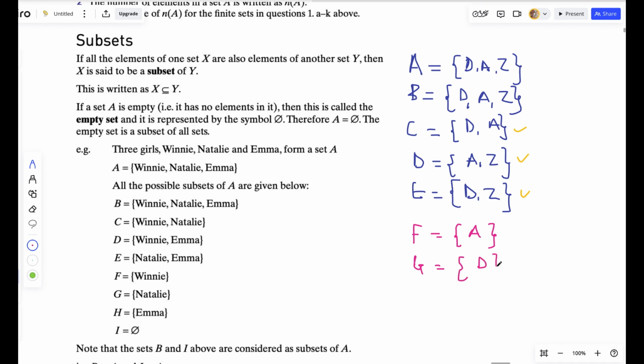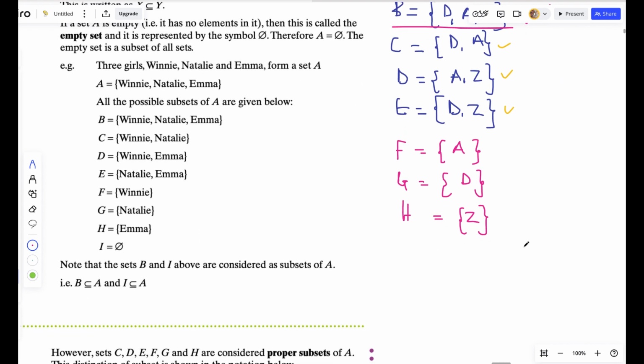D only is a subset of the whole set. Then set H. Set H is Z only. Z only is a subset of the main set. So we've given each one, right? We started by giving all three as a subset of the main set. We gave 2, 2 as a subset of the main set. We gave 1, 1 as a subset of the main set. After 1, 1, there's one set remaining.